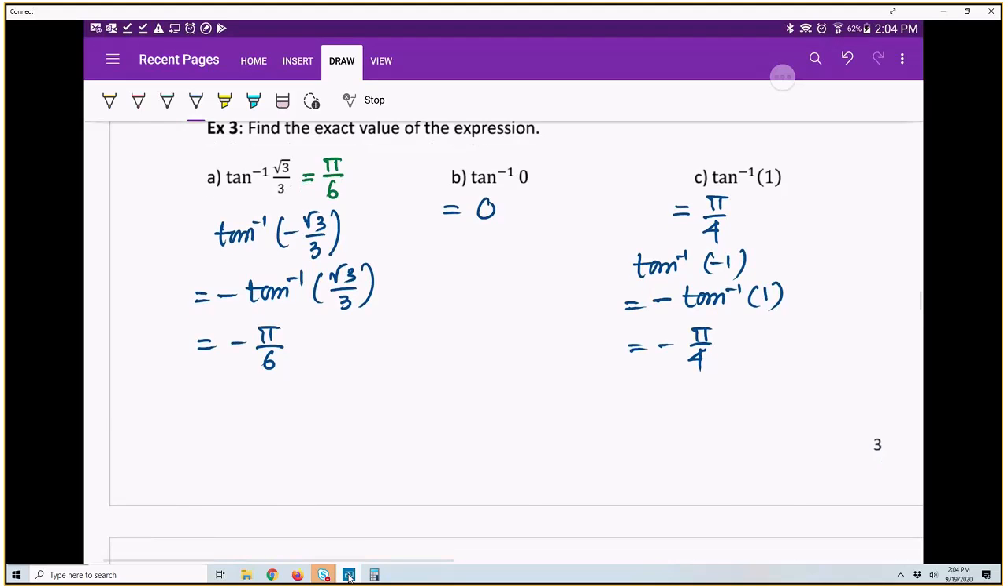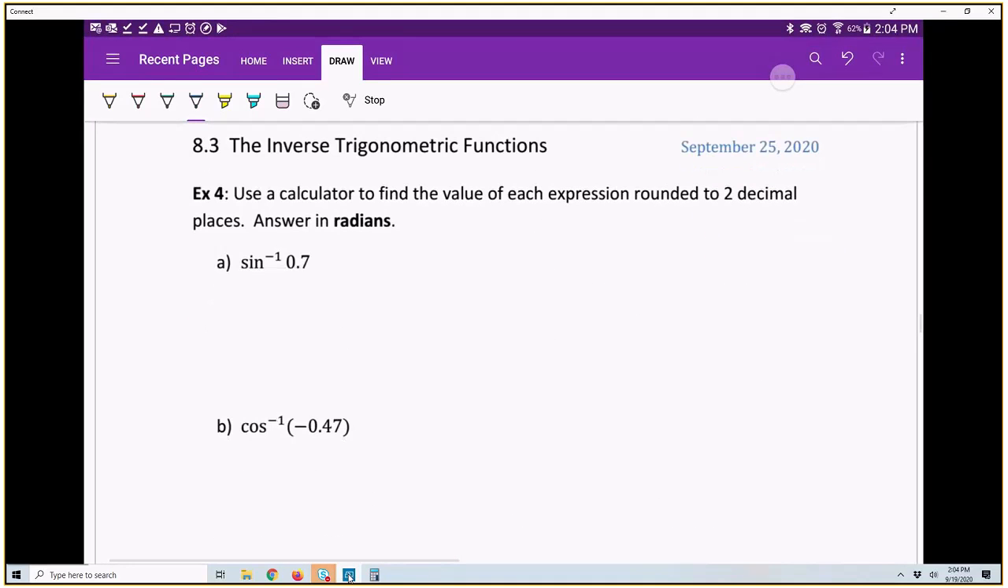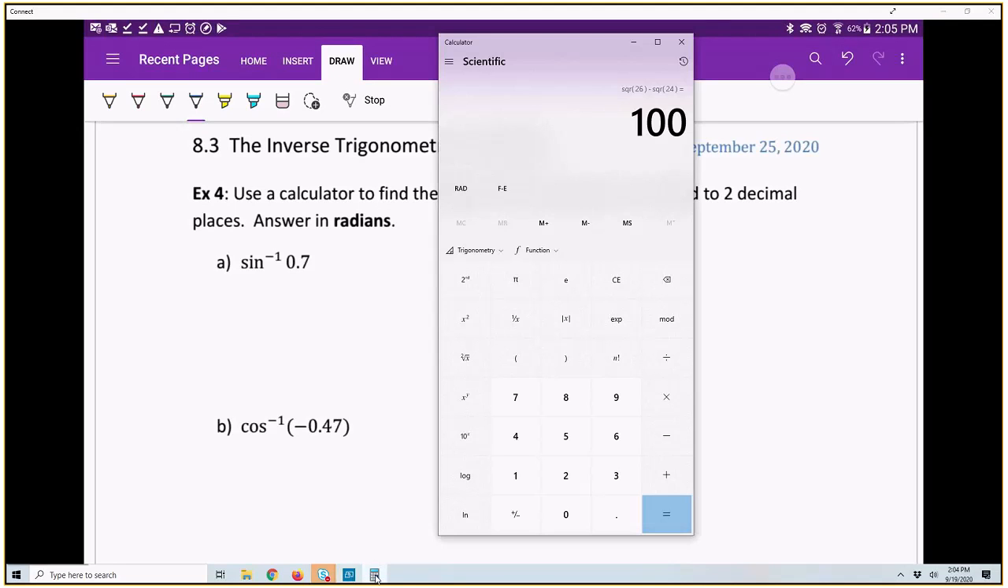So let's try to find some trigonometric inverses for non-standard angles. And this time we're going to use a calculator and round our answers to 2 decimal places. We need to make sure that the calculator is in radian mode, not degree mode, because it says the answer should be in radians. So first, go to your calculator and change it to radian mode.